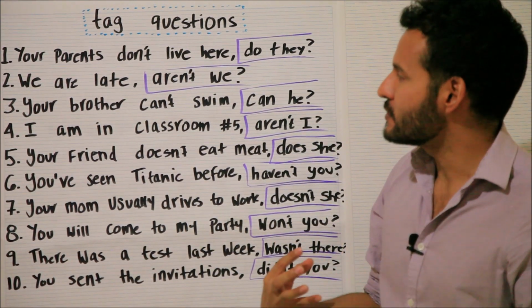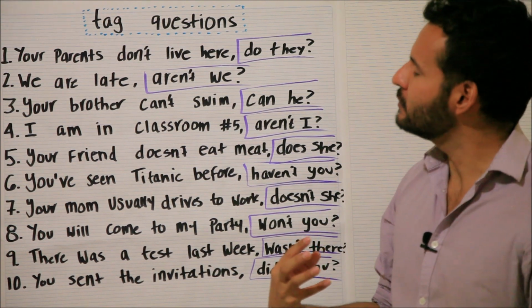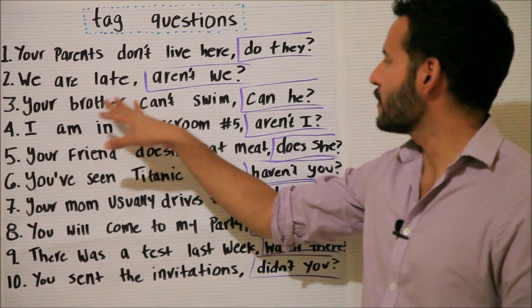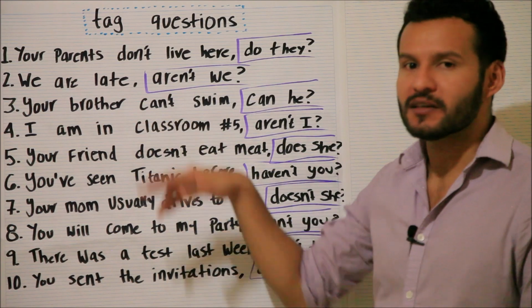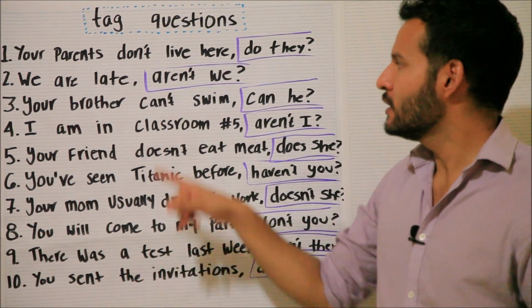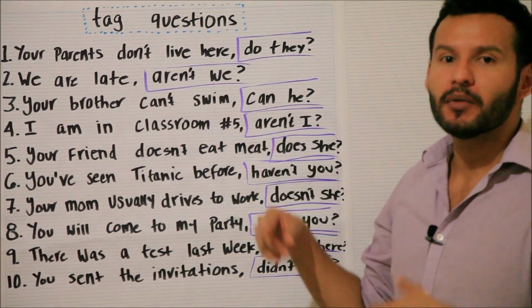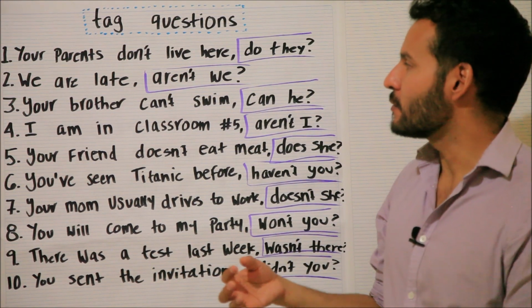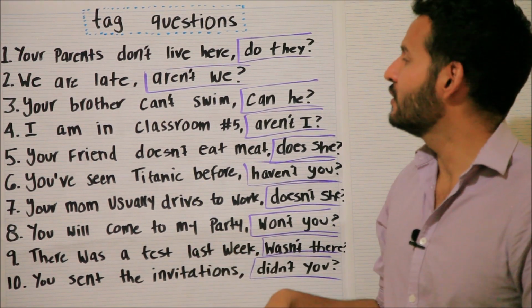What other sentence contains an auxiliary verb? Number three, your brother can't swim. So can't is a modal auxiliary, it's an auxiliary. We simply repeat the same auxiliary, but in the affirmative form. So your brother can't swim, can he?